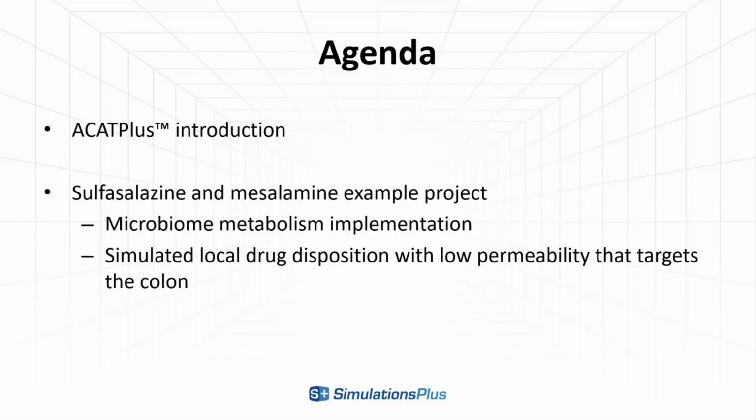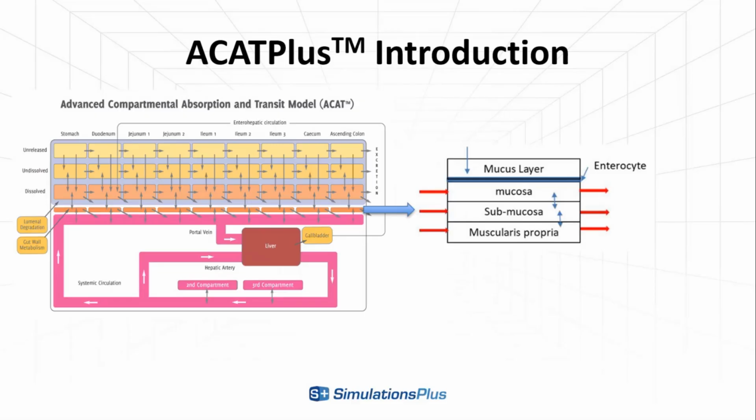In this tutorial, you will be introduced to the ACAT Plus model, and you will use an example project based on sulfasalazine and mesalamine. You will learn how to implement the microbiome metabolism into GPX and how to access the simulated local disposition of a low permeability drug that targets the colon. Let's start with the ACAT Plus model introduction.